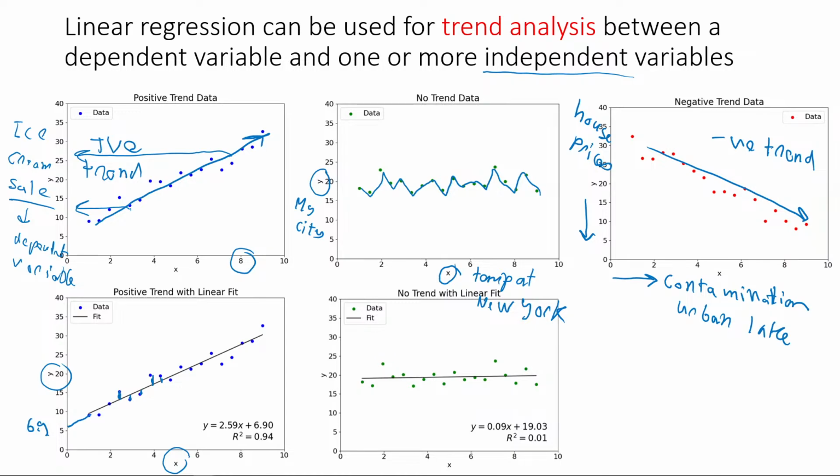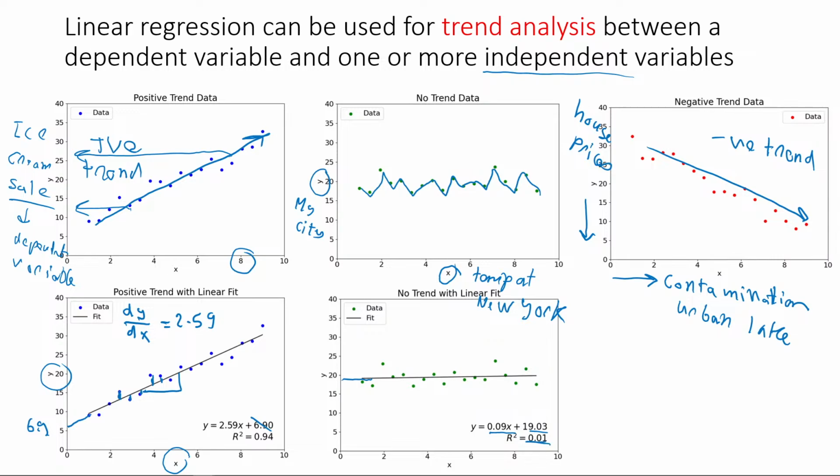my dependent variable. Like here, for example, if I took the derivative of this, if I said dy by dx, that would be equal to what? That would be 0, and here I will get 2.59. So that's the rate of change, or the slope of this line. Versus here, this is the equation that I got. It's almost 0 here, and this is the intercept here.